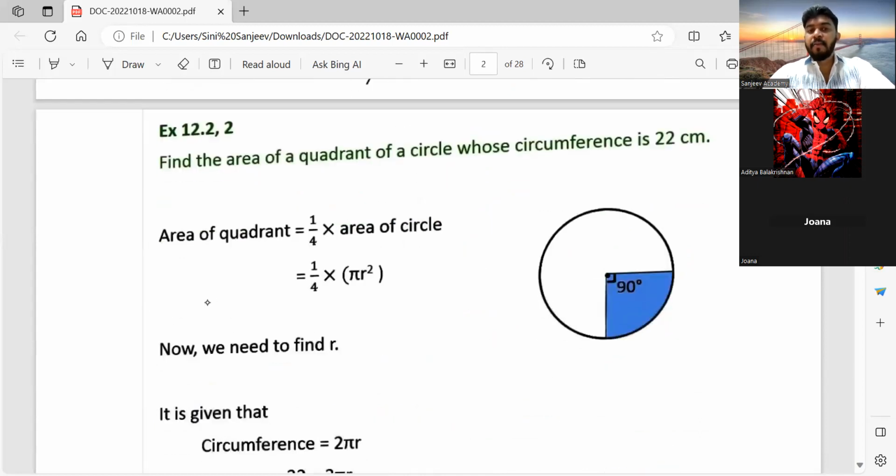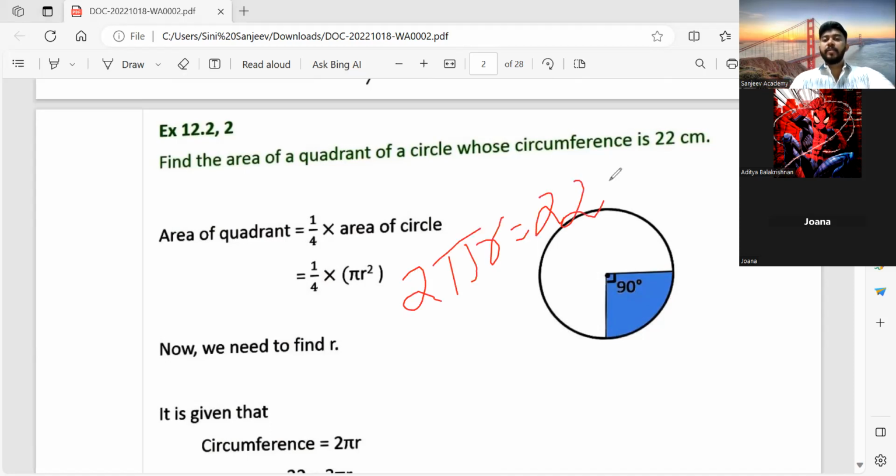Next question: find the area of the quadrant of a circle whose circumference is 22 centimeter. Circumference, what is the formula? 2 pi r. 2 pi r is equal to 22. Circumference is 2 pi r, correct? And we need the area of one quadrant.